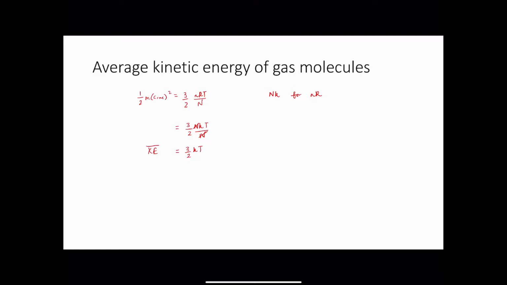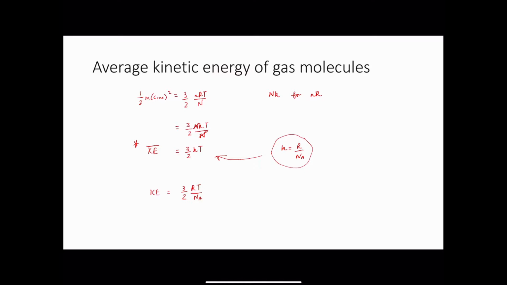Now, on top of that, we can recall that Boltzmann's constant, k, is equal to R over NA. So we could substitute this into the equation here as well, and we can use this to find the total average kinetic energy, equal to 3/2 RT over NA.